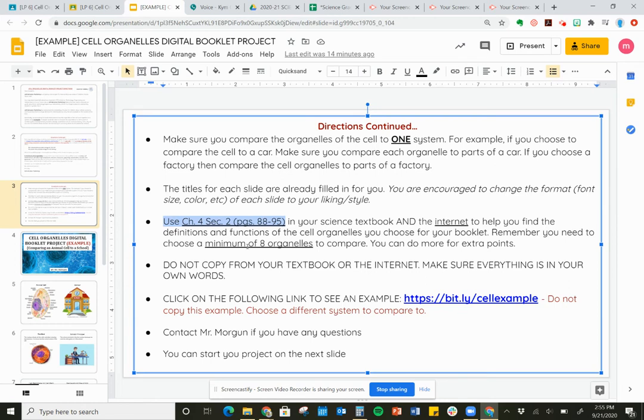Remember, you need to choose a minimum of 8 organelles to compare. You can do more for extra points. Do not copy from your textbook or the internet. Make sure everything is in your own words.